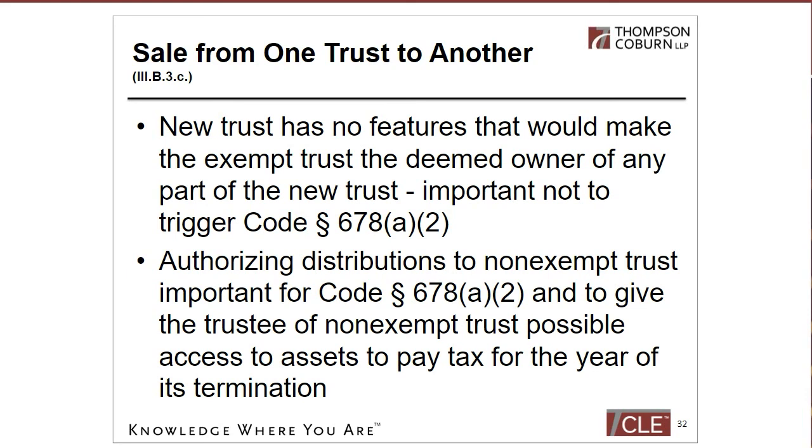The other reason is that at the end of the day, in the very final year, the non-exempt trust may have tax liability without any way to pay it, and so we would like for the exempt trust to be able to give the trustee of the non-exempt trust at least enough money to pay income taxes, so the trustee doesn't get in trouble with the IRS. Another feature is the new trust has to have no features that would make the exempt trust be the deemed owner of any part of the new trust. So we don't want to, oops, that was a typo in the slide. It says important not to trigger, that should be Code section 678(b), as in boy.